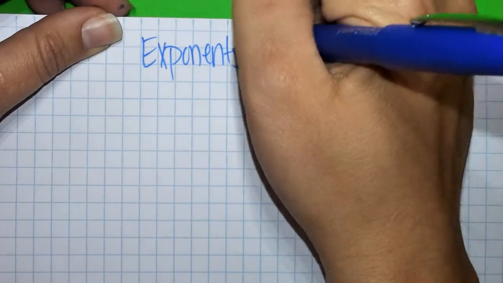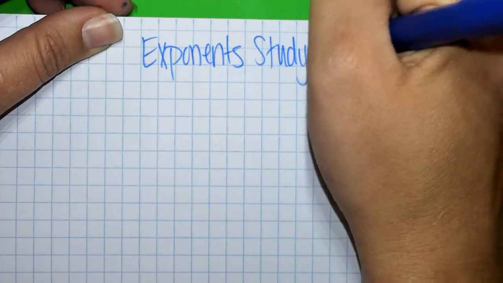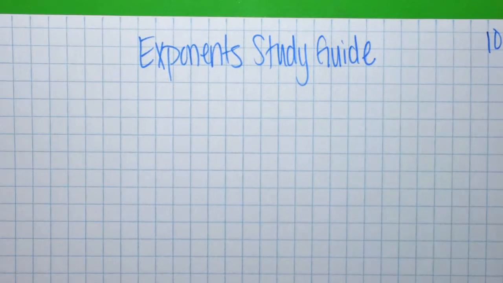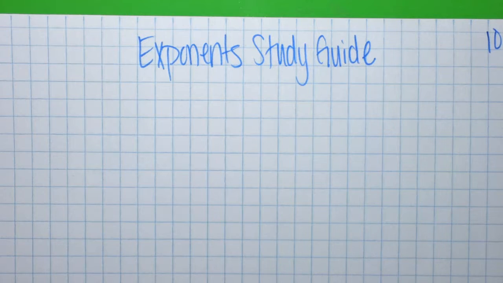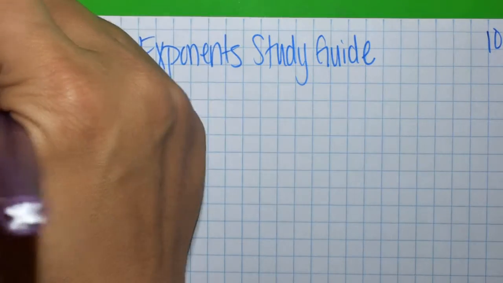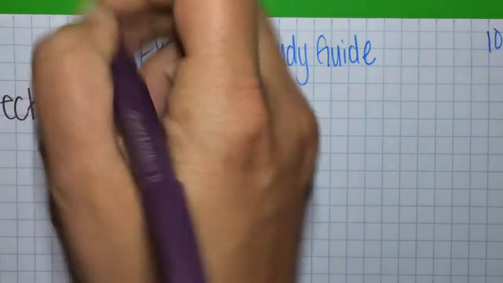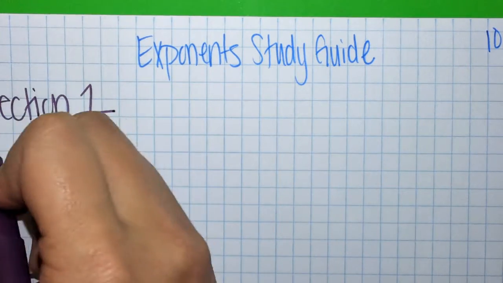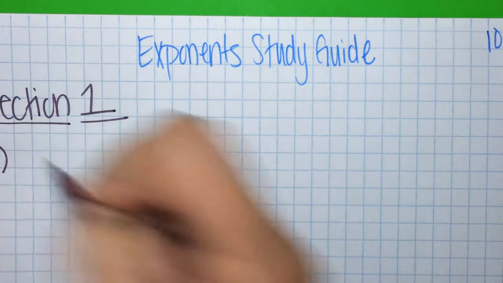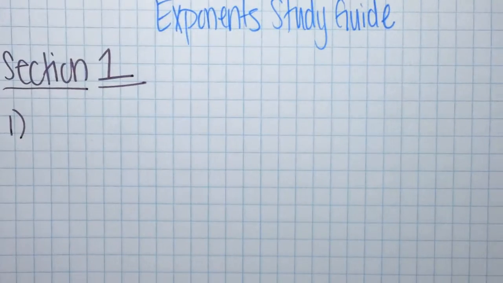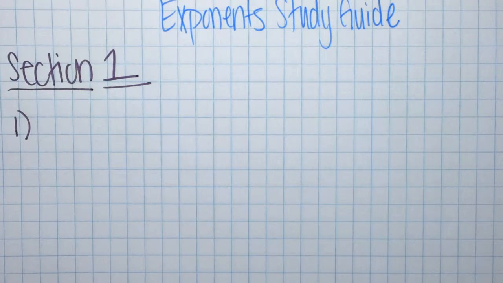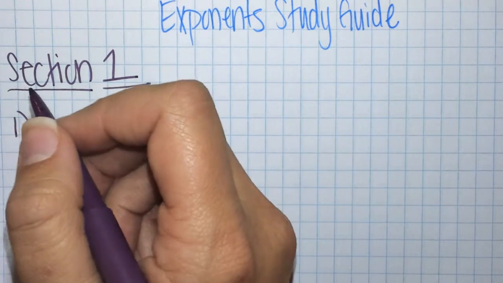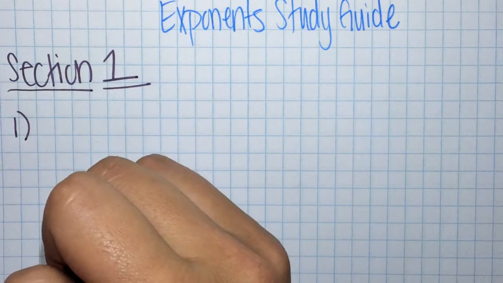Alright, exponents, study guide. Let's do this. So again, I'm going to write section 1, and you're going to have to identify what property that is. Please keep up with me because we have 6 total sections to write down. Can everybody see? Nick, you good? Okay, so far at least.